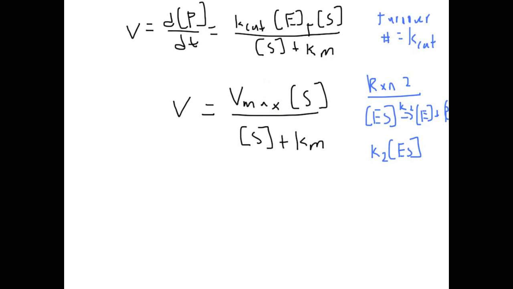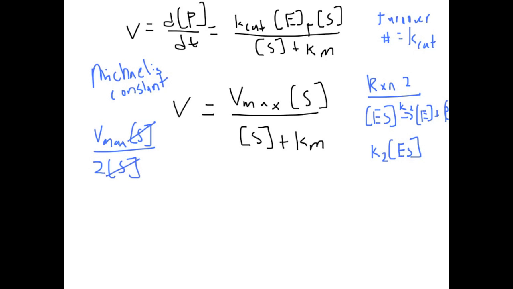Now let's look at Km. The Km in the denominator, called the Michaelis Constant, is equal to K negative 1 plus K2 divided by K1. What if the concentration of substrate was equal to Km? We would then have velocity equal Vmax times S divided by S plus S, or 2S. The S's in the numerator and denominator would cancel, leaving us with Vmax over 2. This means that Km is the concentration of substrate S at which the reaction rate is equal to half the maximum velocity.